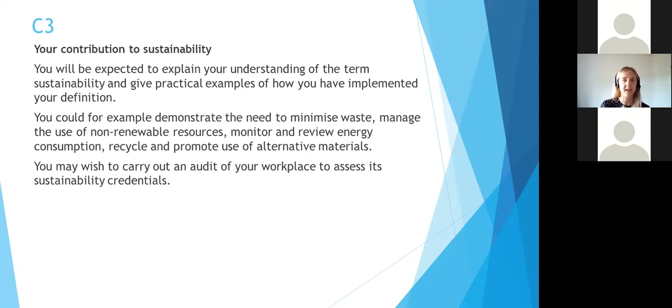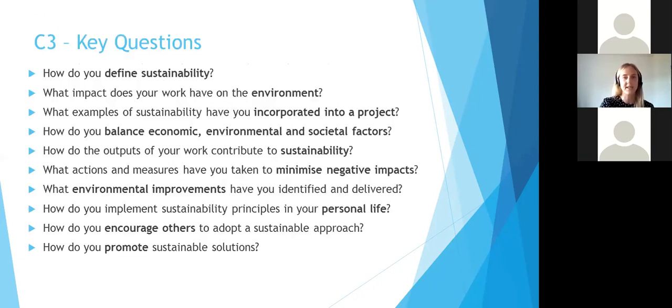You may wish to carry out an audit of your workplace to assess its sustainability credentials. You don't need to cover off every single aspect of this exam question, but breaking it down into the key questions, again, you don't need to cover all of these, just pull through the ones that are most relevant to your experience. Getting that breadth to your answer is important.